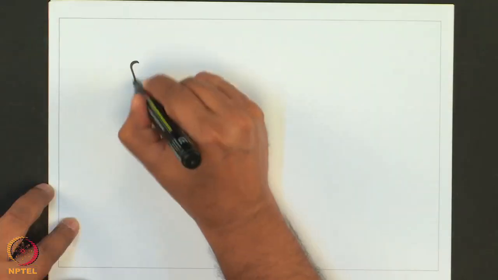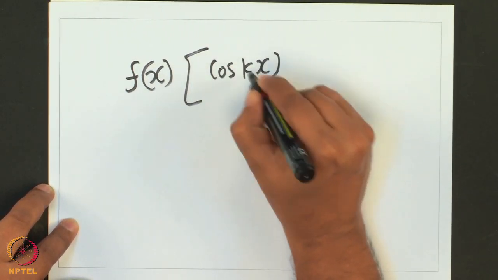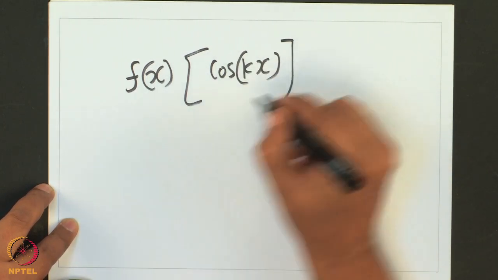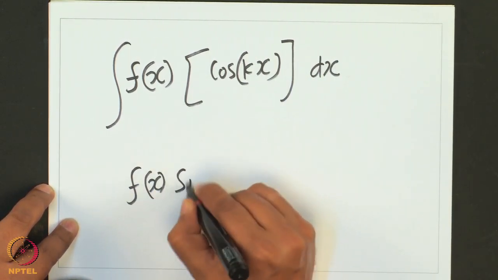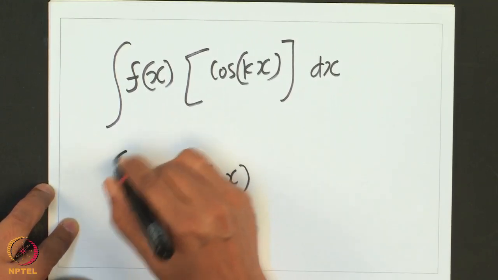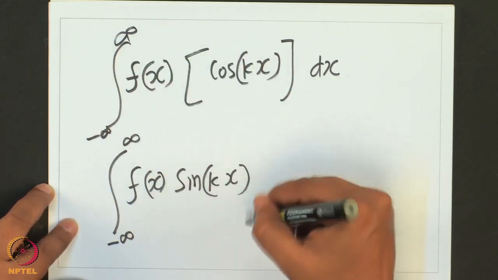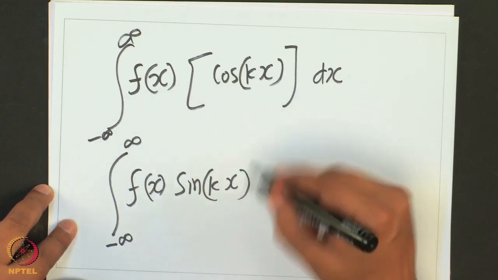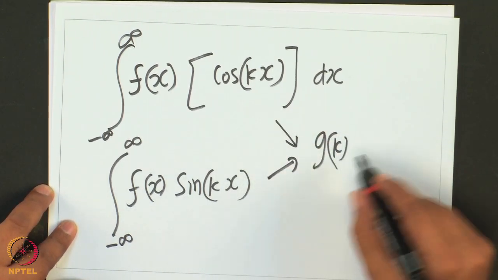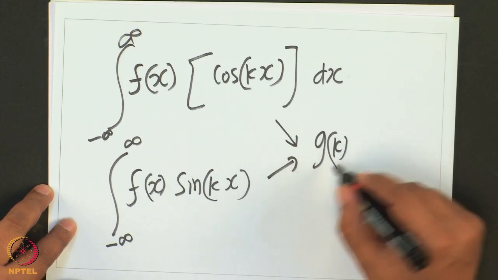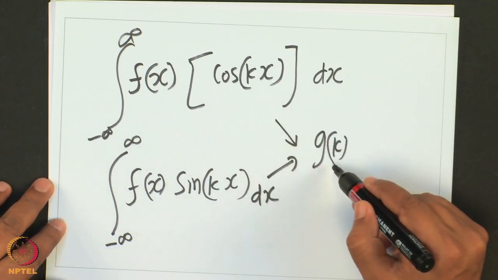If I have this function f of x, I can multiply with this cos kx and then integrate. I can multiply that with sin kx and integrate from minus infinity to infinity, and combining these two, cos kx plus i sin kx, would give me g of k. So basically, this is all I have to do. If I do this integral and this integral, I can essentially calculate g of k.